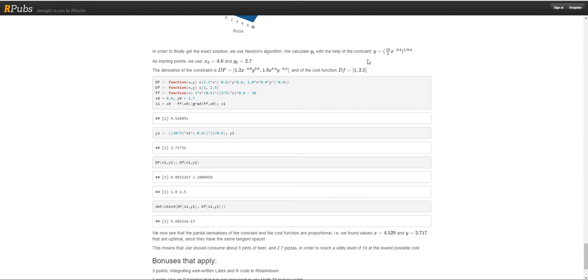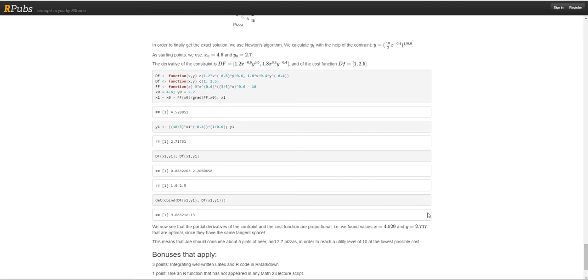We restructure our expressions and get y1 with the help of the constraint, and set x0 and y0 as starting points, namely we take 4.6 and 2.7. We also calculate the partial derivatives of the constraint and cost function. We then plug this into the algorithm of Newton's method, and after one iteration we get the following values, namely he should consume 4.528 beers and 2.71 or 2.72 pizzas in order to meet the utility level of 10 at the lowest possible cost.